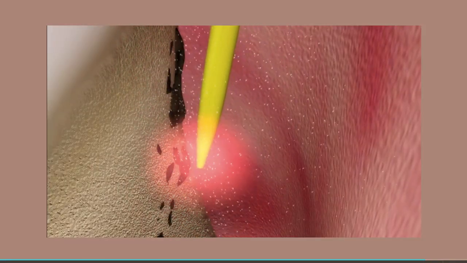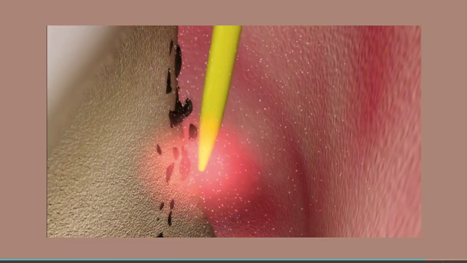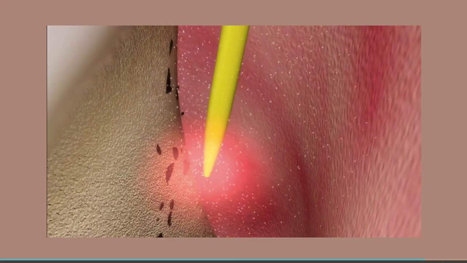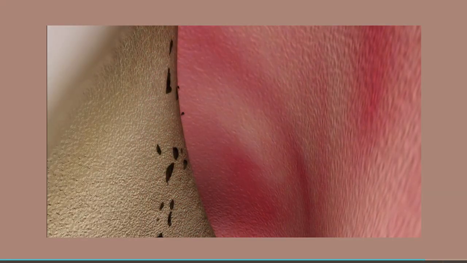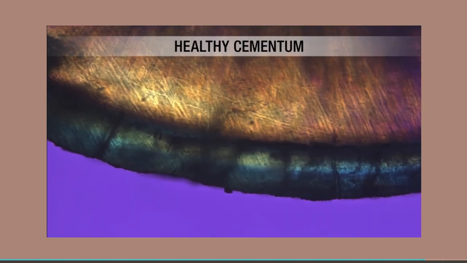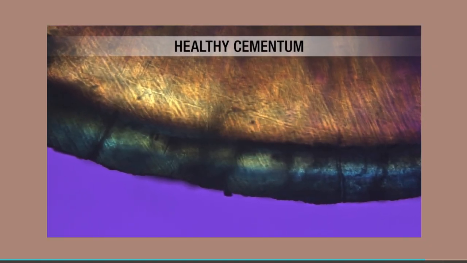Not only does this step remove calculus, it also decontaminates the root surface and removes the endotoxins that will otherwise interfere with proper healing. The erbium YAG laser selectively removes the calculus without damaging the underlying cementum, as shown in this histology of the root surface after lasing.